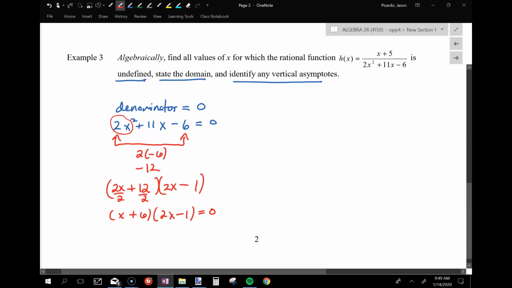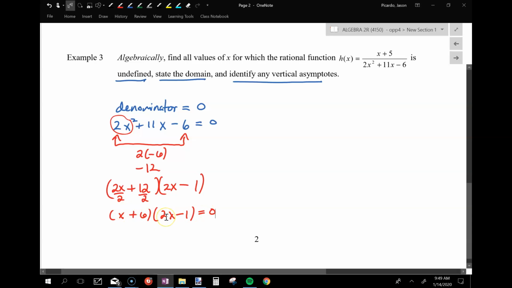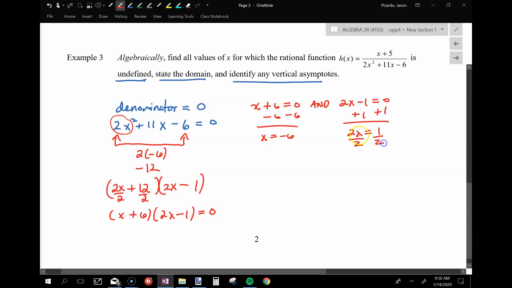Now, I factored it, right? But I didn't want to just factor it. I wanted the solutions. So what do I do with the factors once I have them? Set them equal to 0. And so I have solutions of negative 6 and 1/2.